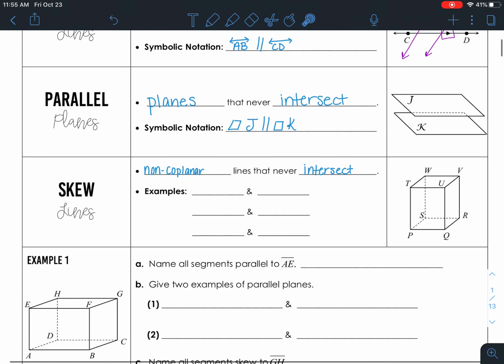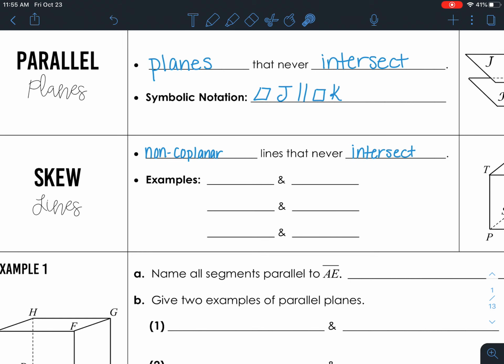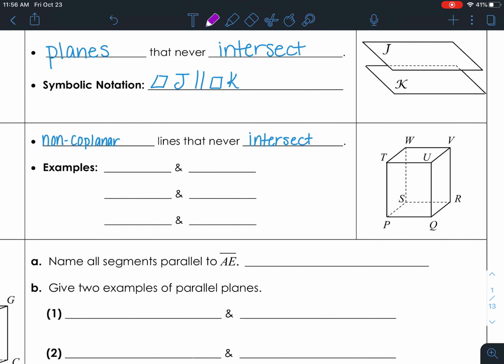The next one we're going to talk about is skew lines. Now, skew lines are going to be non-coplanar lines that never intersect. So parallel are ones that are coplanar, same plane, that never intersect. Skew lines are non-coplanar lines that never intersect. So let's talk some examples over here with our handy-dandy box.